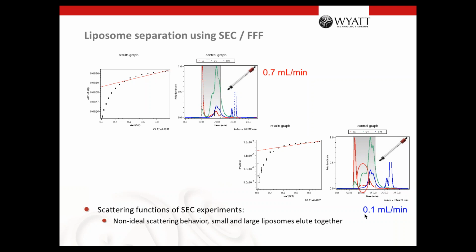When we use the lower flow rate, it's very interesting that this behavior is much, much less. You see here already the error bars, and that is a sign that we have much, much less scattering to the front, so much less co-elution than with the 0.7 milliliter per minute.